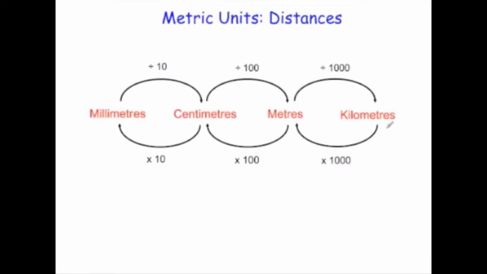See? Now, let's have a look at how to go the other way. So, for instance, if we want to go from kilometers to meters, you times by 1,000. To go from meters to centimeters, you times by 100. And to go from centimeters to millimeters, you times by 10.